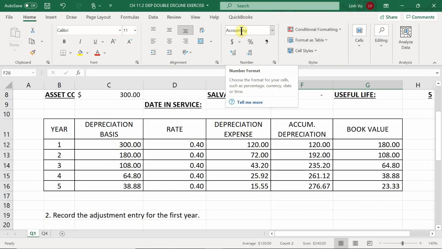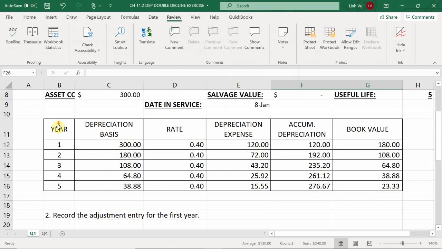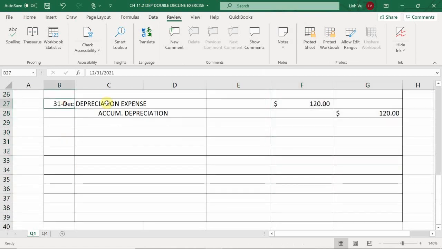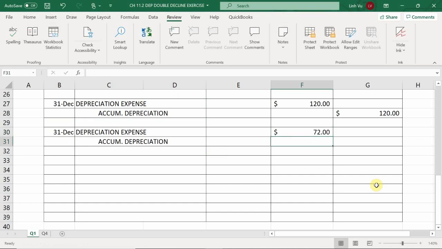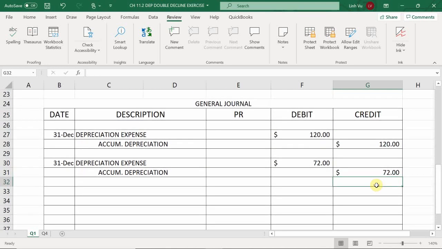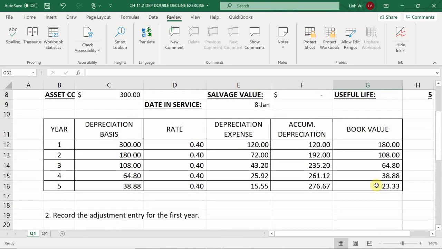What was the depreciation expense that you had for year 2? $72. So again, your journal will look the same, except the numbers are going to look a little different. So you have another thing right there, except this time it's for $72. Right? So far, so good? Yes. All right. So let's get a little more complicated.